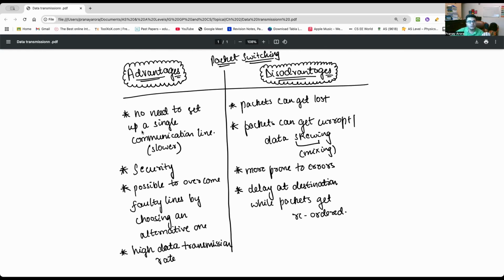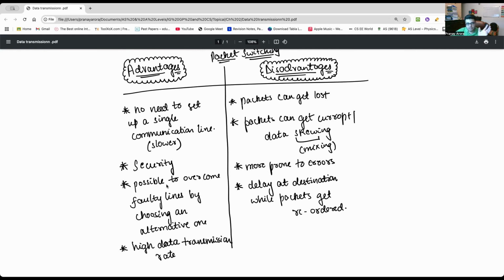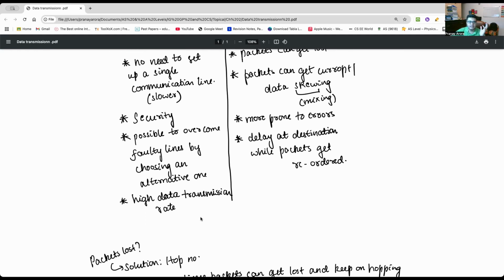The advantage is that we do not need to set up a single communication line. As I showed in the module, setting up a single communication line is not secure and it is pretty slow. So that's why we do not need to set up a single communication line. Then security obviously is a point, which is an advantage of packet switching. And it is possible to overcome a faulty line. For example, if a route is faulty, the sender's router will decide on another best alternative route for the packet. So this is an advantage. And obviously we have a high data transmission rate.